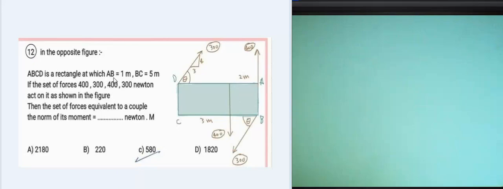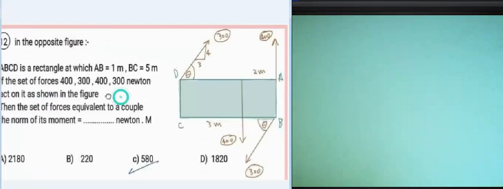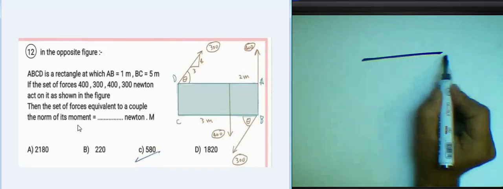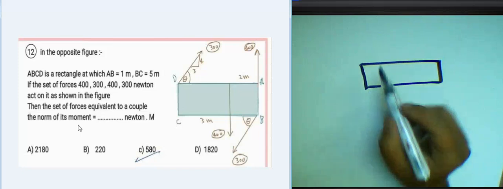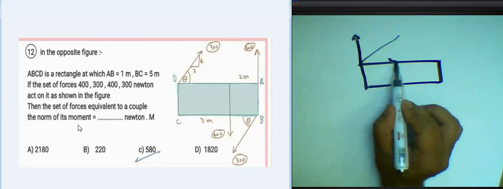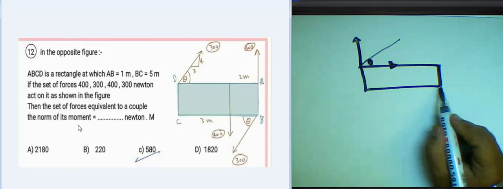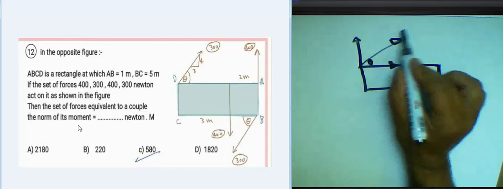Question 12. ABCD is a rectangle in which AB equals 1 meter, BC 5 meter. If the set of forces 400, 300 newton, we have a cable here, 300 and 400. The set of forces is equivalent to a couple, find the norm of its moment. It means what? The moment of the couple equals M1 plus M2 plus M3. We can resolve this force here. Look here, this force 300, we can resolve it up and down, vertical and horizontal, about this angle theta.